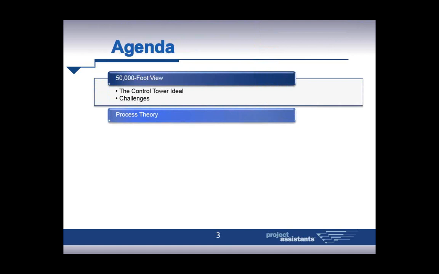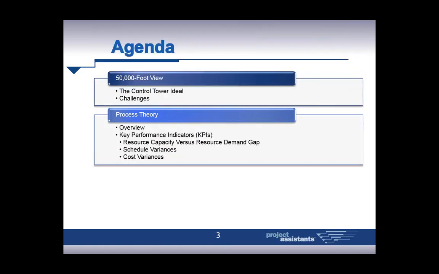The way we're going to talk about the challenges is really talk about process theory and how inputs and outputs and processes work together to provide those fabulous dashboards the project server is capable of providing, but delving deeper into what do we have to do to really make these things be valuable. Okay, so we'll talk about an overview of process theory, and then we're going to talk about really three primary key performance indicators today about resource capacity versus demand, schedule variances, and cost variances. So really getting deeply into this concept of on time, on budget, and how we can monitor that through dashboards and how process will support that.